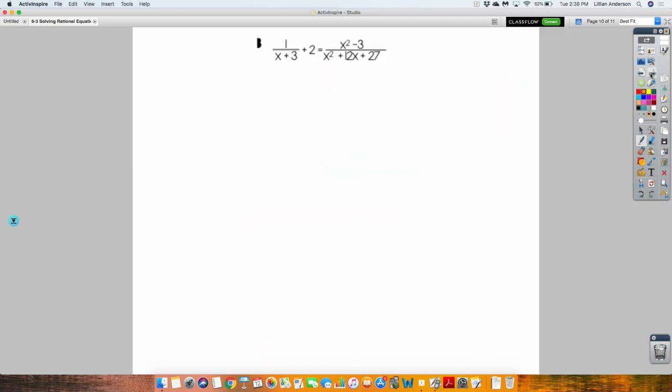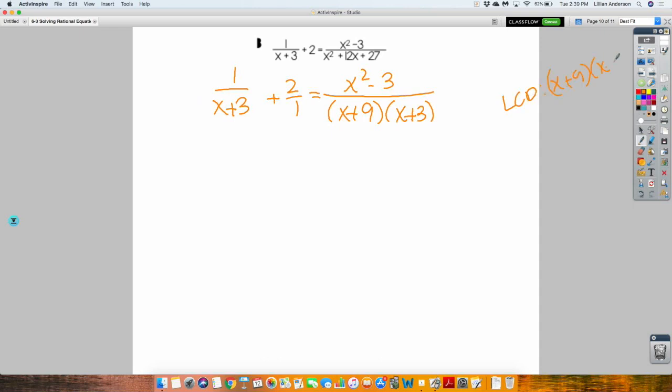Let's look at this one. Hopefully you notice that I'm going to have to factor this denominator. What two numbers multiply to give me 27 that add together to give me 12? So this breaks down to be x plus 9, x plus 3. So what's my lowest common denominator? x plus 9, x plus 3.